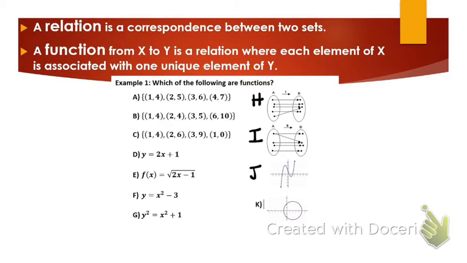All right, so for it to be a function, x and y in a relation where each element of x is associated with only one unique element of y. Another way to say that is you can have no repeats in your x values. No repeats in the domain.